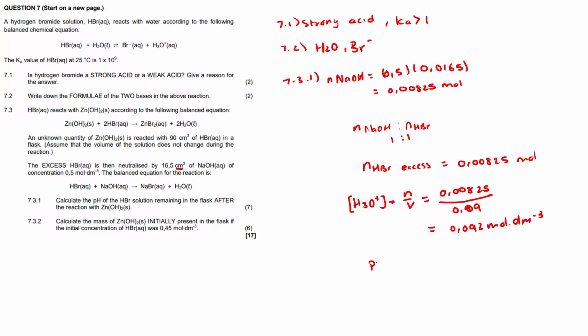We can then calculate our pH by saying negative log of the concentration of the hydronium ions, and we plug in the value that we just calculated, 0.092, and if we put all of that into the calculator, we should get 1.04 as our pH. I'm going to do the last question on a new page so there's space to work out.